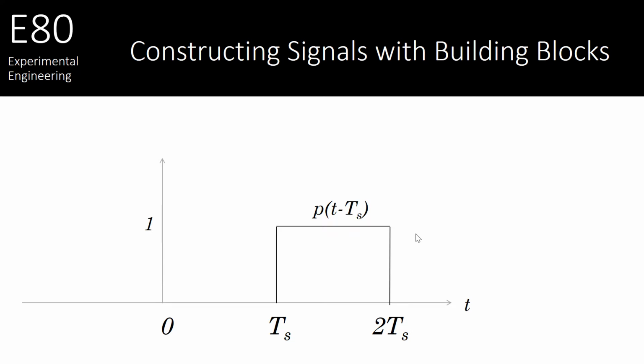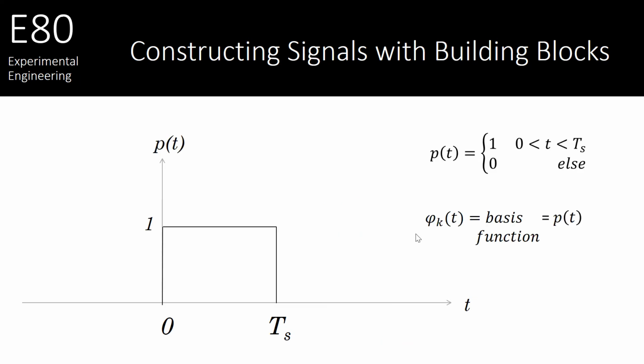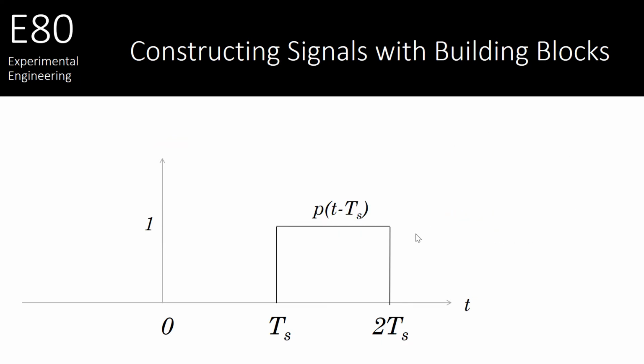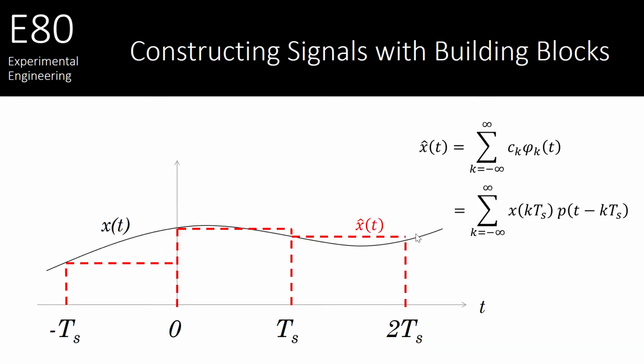We can also use it in a time-delayed case. Going back, you see the same function can be time-delayed here by that value of t sub s, and now we have the same thing, only it's shifted in time. In fact, we could have a whole bunch of these shifted in time. If we sum them up and scale them, maybe a good way to approximate that original function x of t with a whole bunch of scaled p of t's.